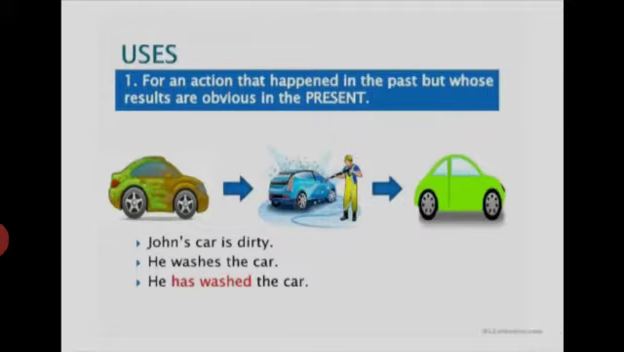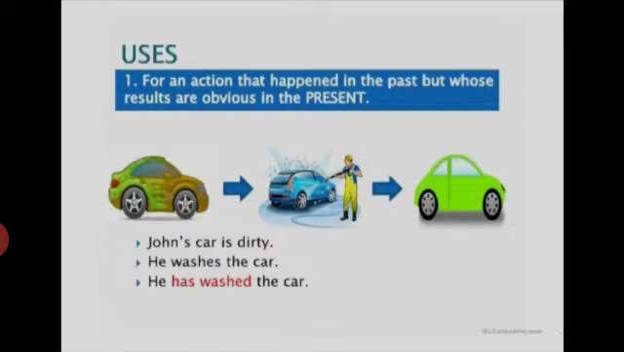That means, when did John wash the car? He washed the car in the past, the near past. And the car now is clean. That means he has washed the car. Okay? This is an action that happened in the past, but whose results are in the present. The result is a clean car, okay?